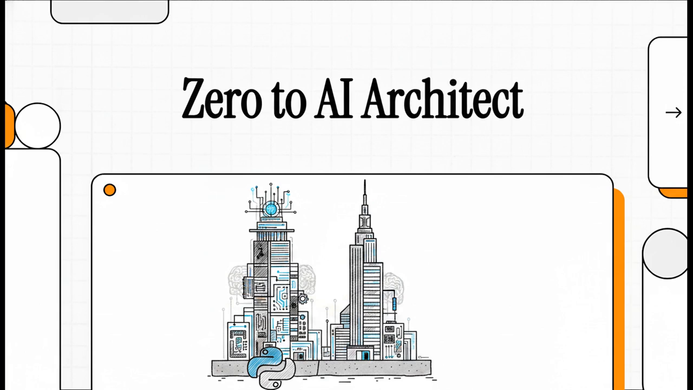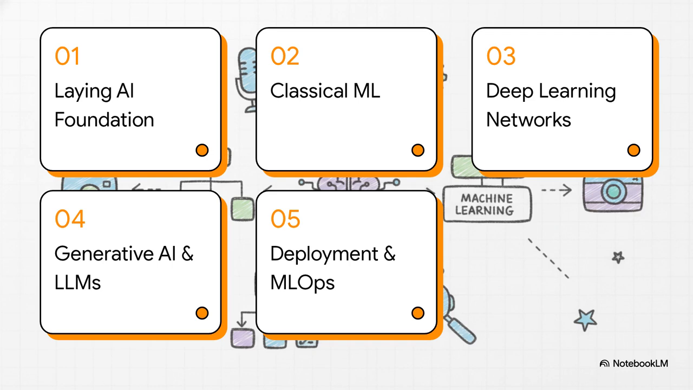We're going to map out the entire journey for you, starting from pouring the essential Python concrete at the very bottom, all the way up to constructing a highly advanced generative AI penthouse at the top. Okay, let's just dive right into this roadmap. We have 5 critical phases of construction: laying the AI foundation, classical machine learning, deep learning in networks, generative AI and LLMs, and finally, enterprise deployment and MLOps. Understanding this structural flow is absolutely vital before we even think about breaking ground.